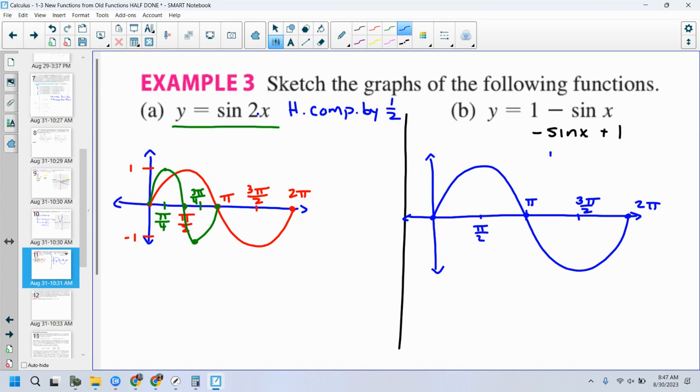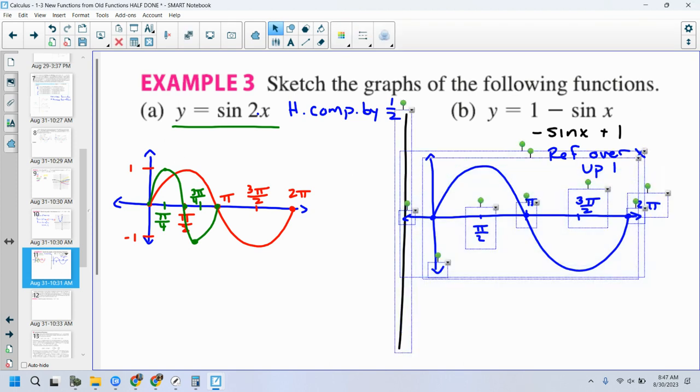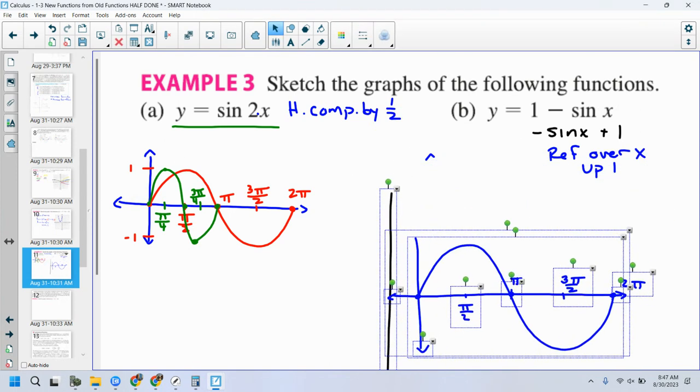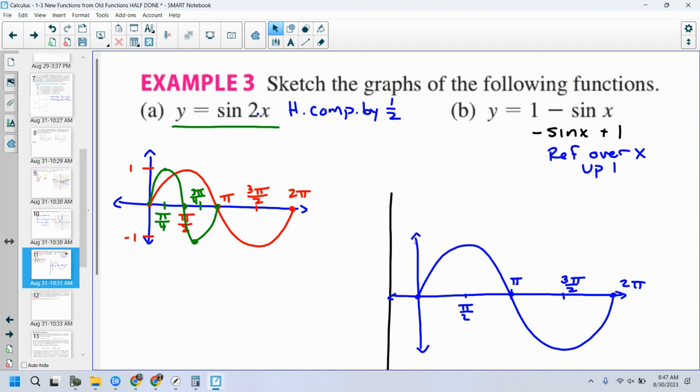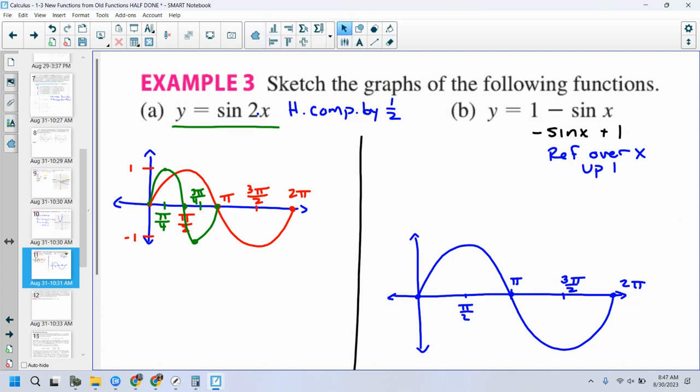Reflect over x. And then I'm going to move it up 1. And I have a feeling I am going to run out of room because I did not take into account the up 1. Ooh, look at that. That was almost perfect. Move this little black line out of the way too. All right. Reflect over x and go up 1.